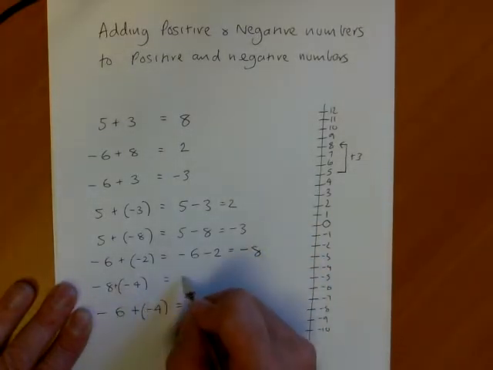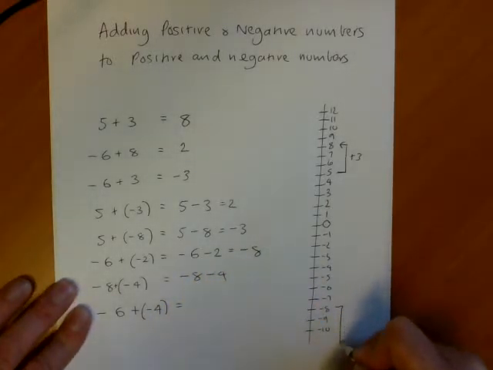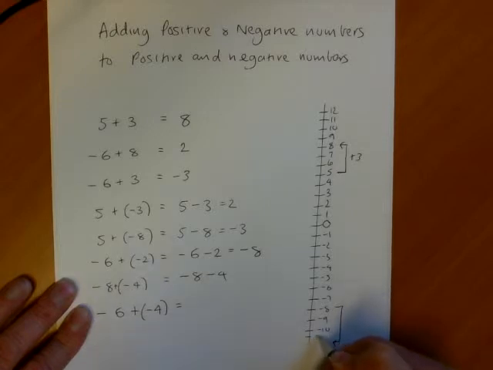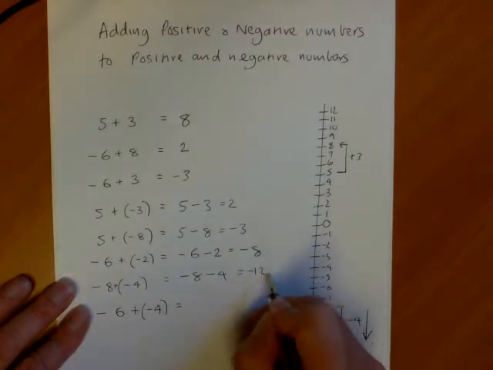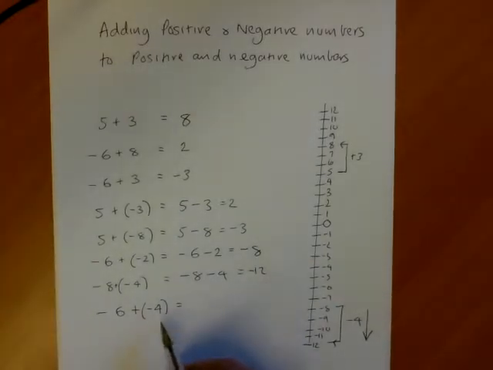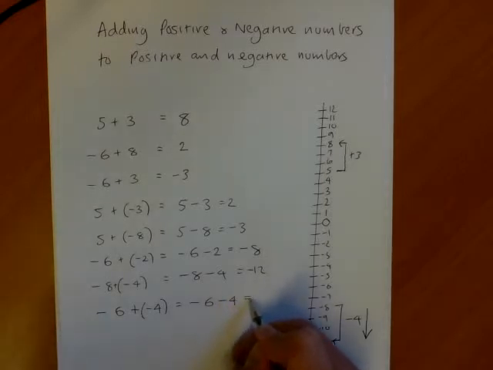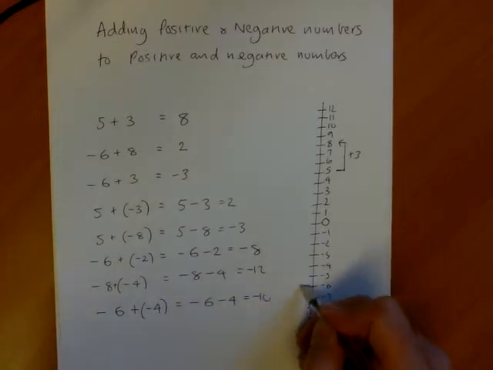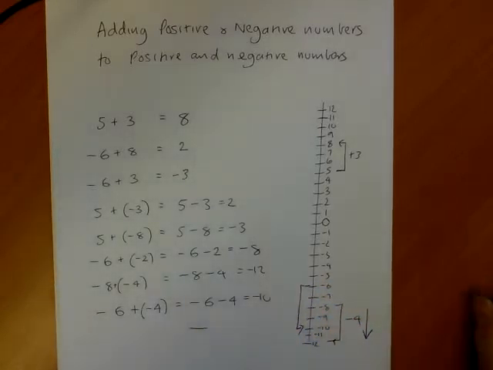Minus 8 plus minus 4 is minus 8 minus 4. So if I'm at minus 8, I go down 4, minus 9, minus 10, minus 11, minus 12. I go down 4, then I end up at minus 12. And finally, minus 6 plus minus 4, minus 6 minus 4 takes me all the way down to minus 10. So minus 6, down 4, minus 10. So I hope that's helped you understand how to add positive and negative numbers to positive and negative numbers.